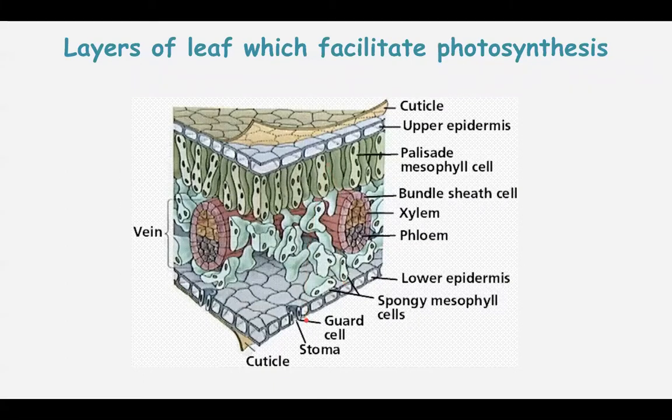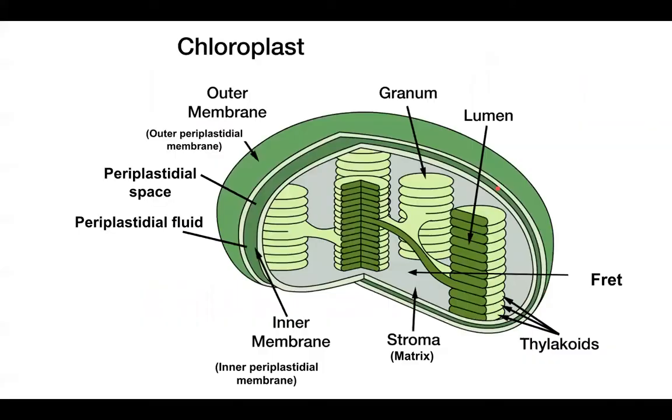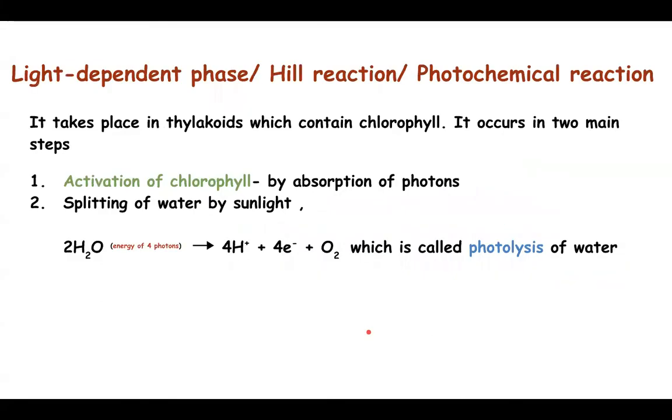Now, you understood that in the leaf, the guard cells have the chloroplasts. And besides that, the 2 groups of cells here, palisade and spongy mesophyll, are the layers which facilitate this photosynthesis. And in them, it is the chloroplasts which facilitate photosynthesis. And you did that thylakoids are the structure which has the chlorophyll, and the stroma is the part where light and dark reactions occur. So the light reaction occurs in the thylakoids, the dark reaction occurs in the stroma or the matrix. So let's start with these 2 reactions.